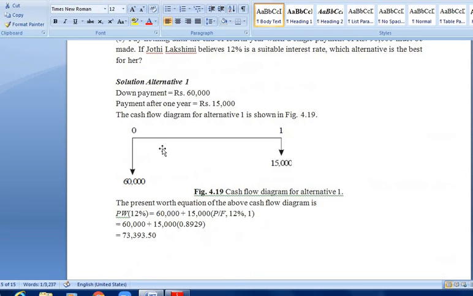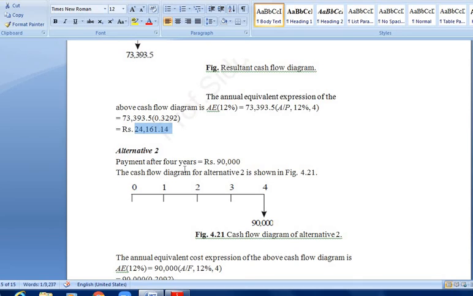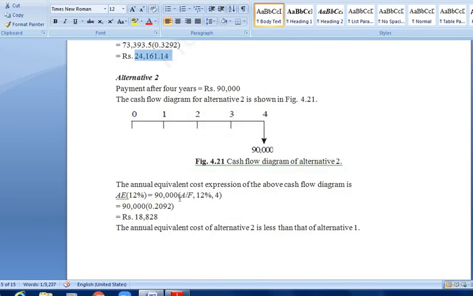See here. If this is the case, convert everything first into present worth. After that, present worth to annual equivalent worth. Like this, compare the alternatives and select the least cost or more revenue generating. See, the second option is only at the end of the 4th year, 90,000. That means after 4 years 90,000. So this 90,000 should be converted into equal payments. That is, to find A, given F, right?